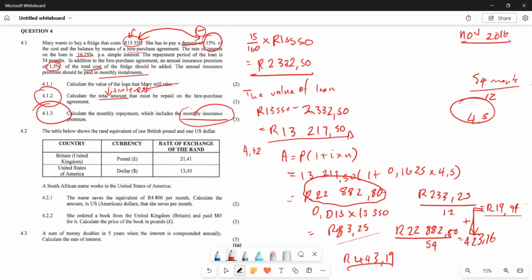Now let's look at 4.2.1. In 4.2.1, we are given the table which shows the rand equivalent to £1 and $1. Now let's see what we can do. The first thing that they require us to do is, they say a South African nurse works in the United States of America. Now the nurse saves the equivalent of 4,800 per month. Now they want you to calculate the amount in US dollars, right?